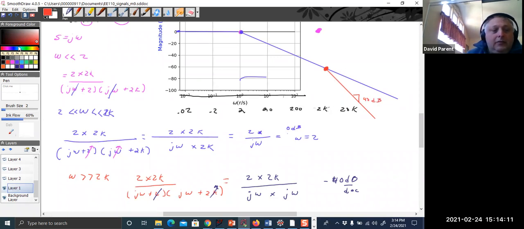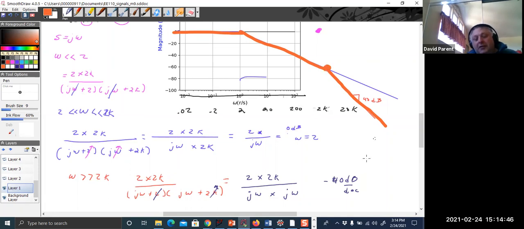All right. And so then the complete magnitude would be this. Now, you might say, well, find the 0 dB point and draw down at minus 40 dB per decade. But really, the plot coming this way and the plot coming that way intersect. So you might as well just start here and start drawing down 40 dB.